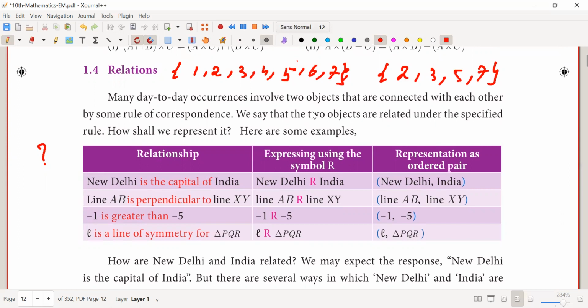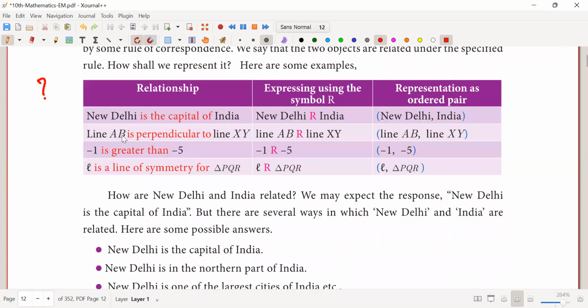Many day-to-day occurrences involve two objects that are connected with each other by some rule of correspondence. We see that the two objects are related under the specified rule. How shall we represent it? Here are some examples. New Delhi is the capital of India. New Delhi is related with India. New Delhi and India is an ordered pair. Line AB is perpendicular to line XY. This is AB, this is XY.